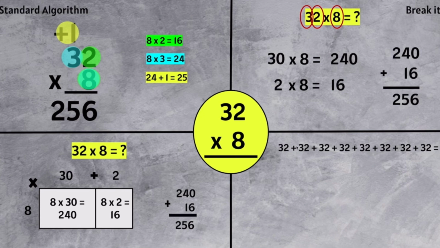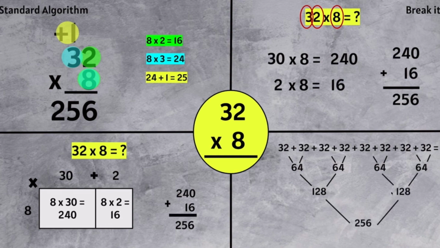4. 3 plus 3 is 6. 2 plus 2 is 4. So we have 64 plus 64 plus 64 plus 64. Now let's combine 64 plus 64. We know that 64 plus 64 is 128, and 64 plus 64 is 128. Now we can combine or add 128 plus 128, which makes 256.